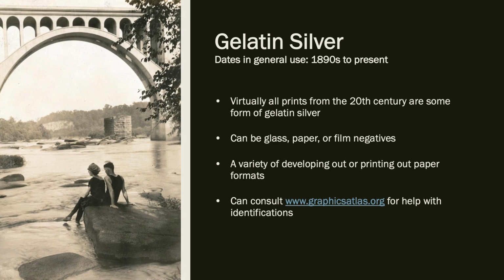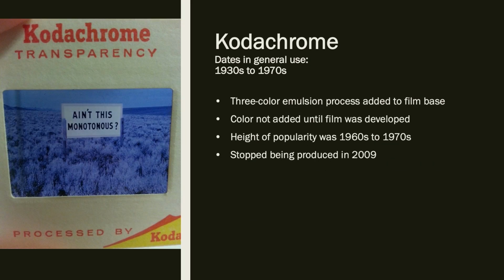Gelatin silver prints can also be known by the types of paper they were developed on, which are called developing out and printing out papers. Developing out prints look like cool-toned black and white images, while printing out prints usually have warm tones. To uncover which type of paper a gelatin silver print is printed on, it must be examined under a photographic loupe or magnifying glass.